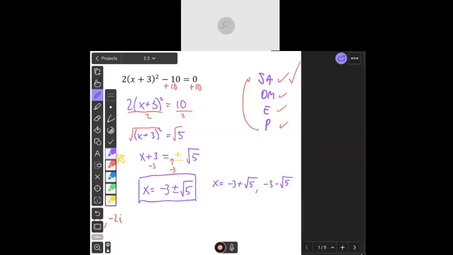If we wanted to do that, we would have to get some sort of decimal approximation of that. So the square root of 5 is about 2.2-ish. So if we think about negative 3 plus 2.2 would be about negative 0.8. And then negative 3 minus 2.2 would be about negative 5.2. So that's the value of those numbers. They are real. They're just irrational, never-ending, never-repeating decimals.